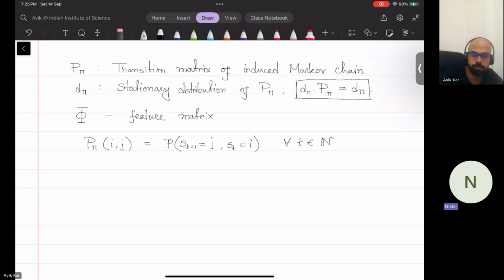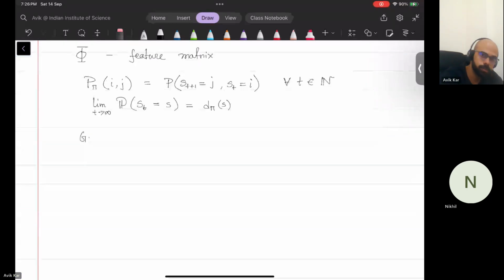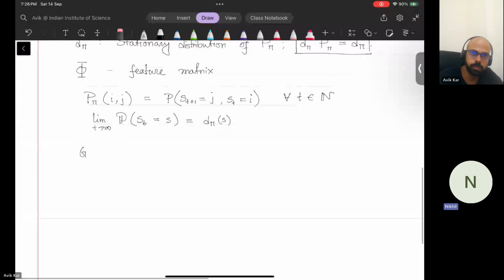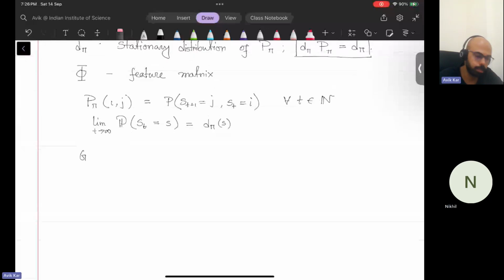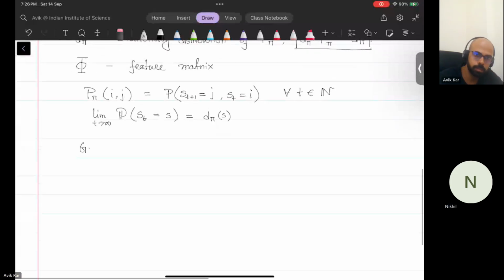Your page is not changing if you're writing something. Oh, is it? Yeah, it's stuck at that P_pi_ij which you wrote. It's stuck on that line. Now it is okay. There is some lag. I think it is because of the internet.